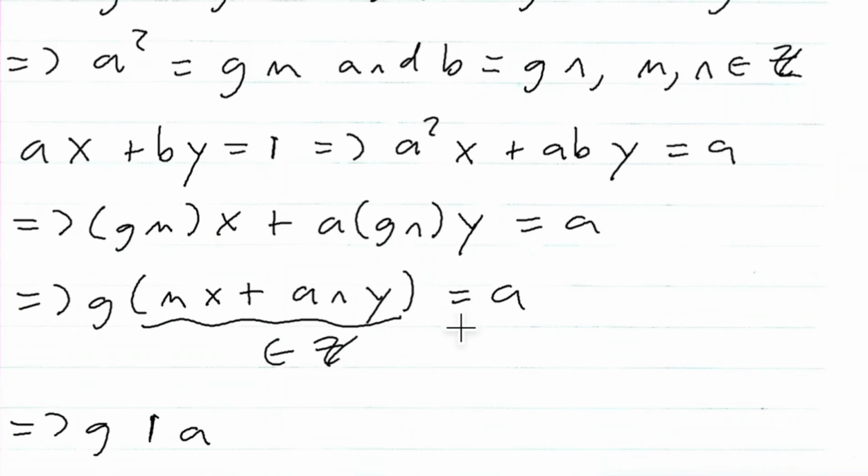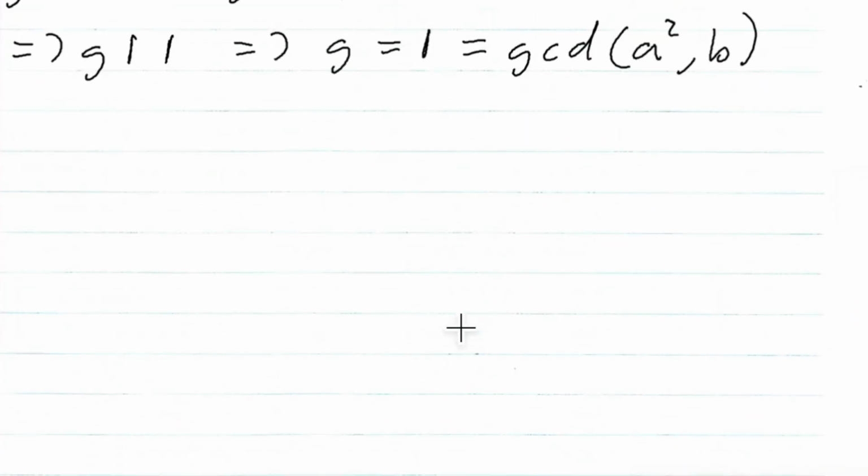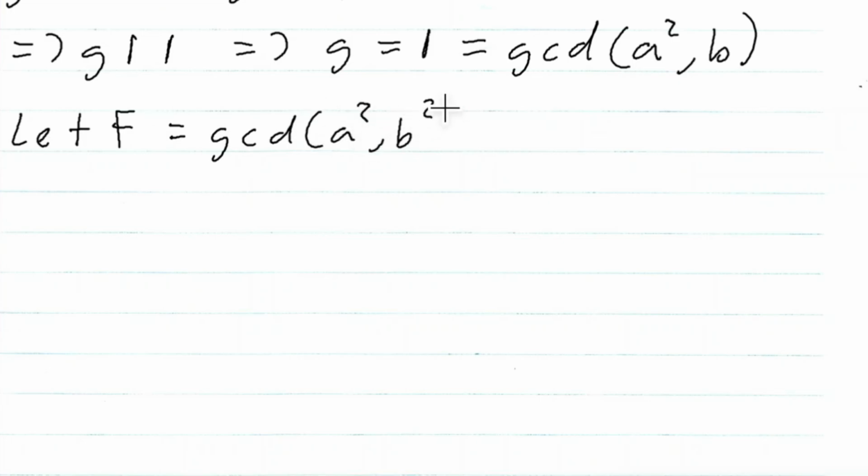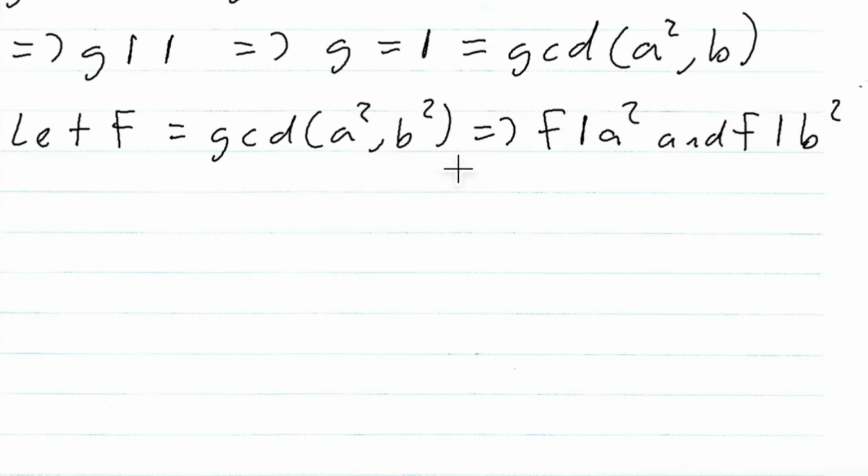Well, he wanted us to use these two in the next piece. So now we're going to investigate the GCD of a squared and b squared, which we want to show is equal to 1, right? So we have f is equal to the GCD of a squared and b squared. So this means that f divides a squared and f divides b squared.